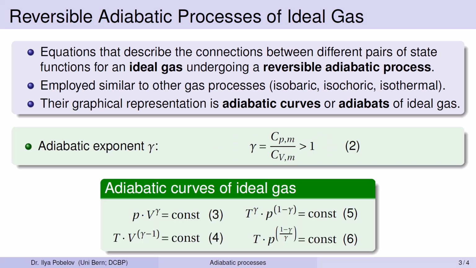And here are the equations. The pressure multiplied by the volume raised to the power of gamma is equal to a constant. The temperature multiplied by the volume raised to the power of gamma minus 1 is equal to a constant. The temperature raised to the power of gamma multiplied by the pressure raised to the power of 1 minus gamma is equal to a constant. The temperature multiplied by the pressure raised to the power of (1 minus gamma) divided by gamma is equal to a constant.